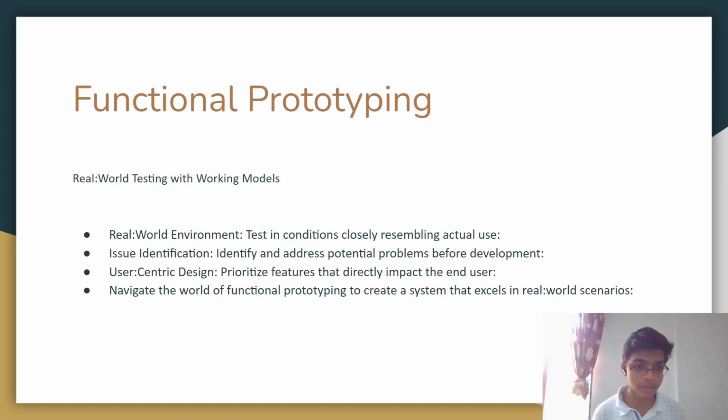This allows us to move into the next point, which is user-centric design. We're going to prioritize features which are going to impact the users. And after that, we are into issue identification. Because of this real world exposure, we're going to use this to identify and address any potential problems that come up before development, so that when we push this prototype into development, we'll have a list of problems that we need to tackle before.